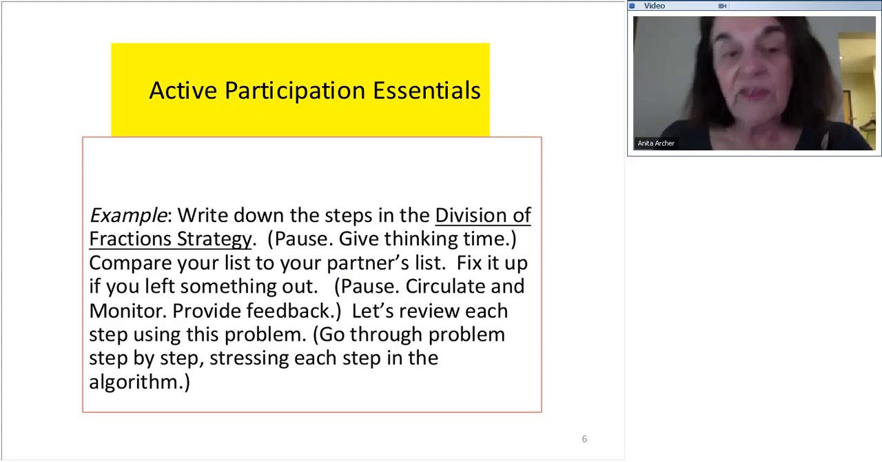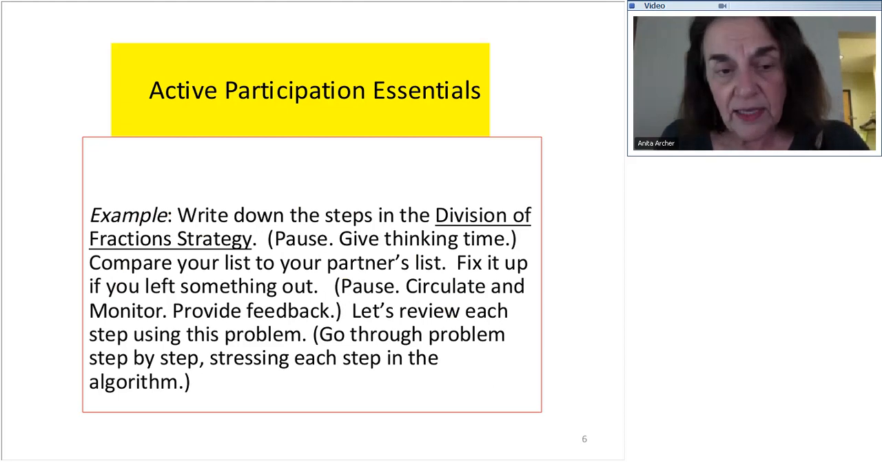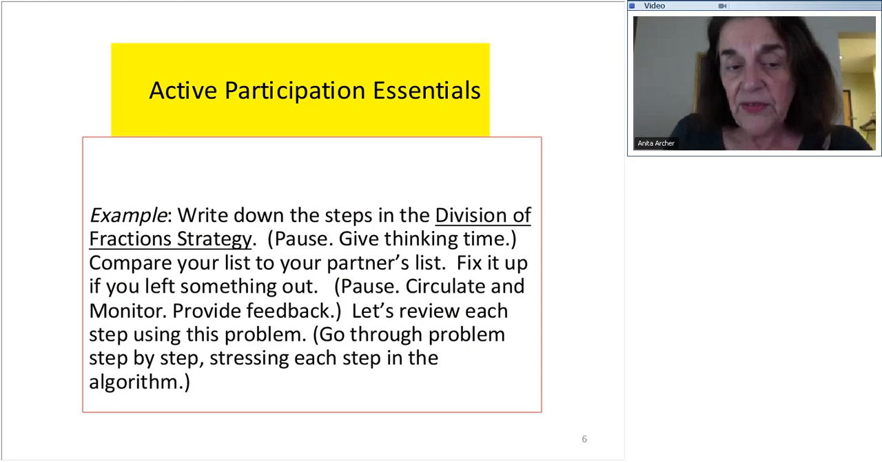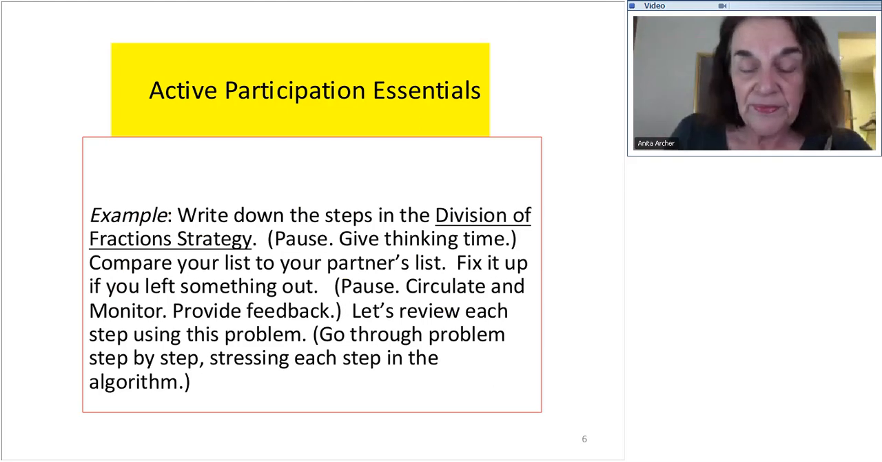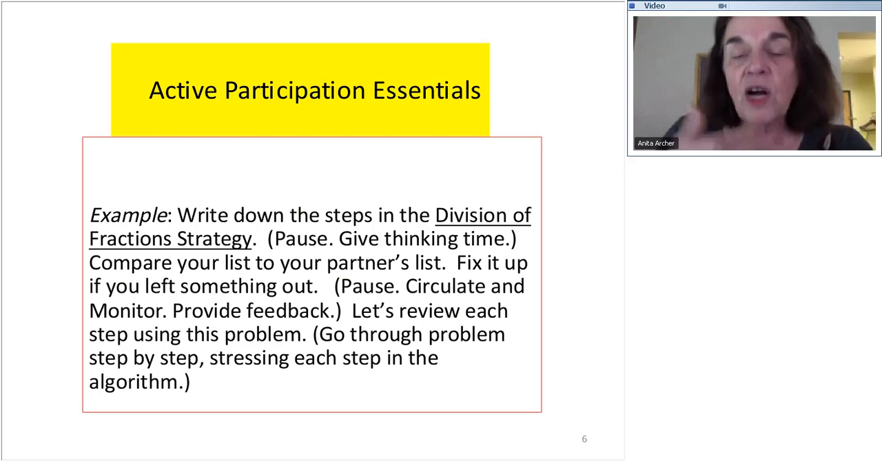So I could say instead, everybody, we've been studying the fractions, division of fractions, algorithm or strategy. Would you please write down those steps on your paper as we open our lesson? Thinking time given, monitoring. Now, please compare your list to your partner. Fix it up if you left anything out. Students, let's look. Now you show them the steps on the screen. Let's review each of these steps using this problem. Now we have thinking time. Now we have everybody responding. Everybody is held accountable. And we all got to rehearse the information, and we got feedback.